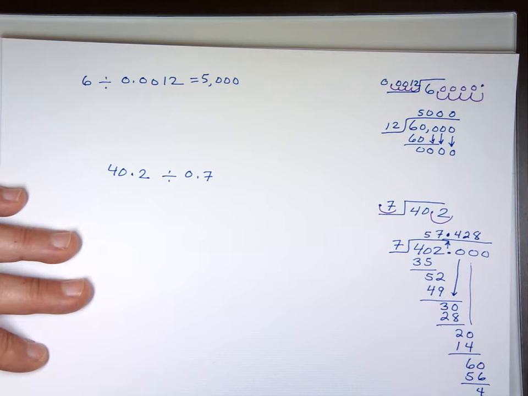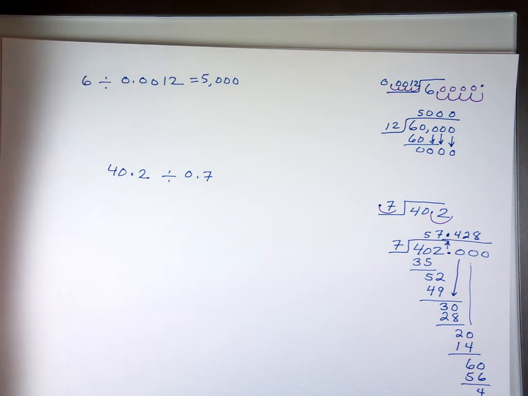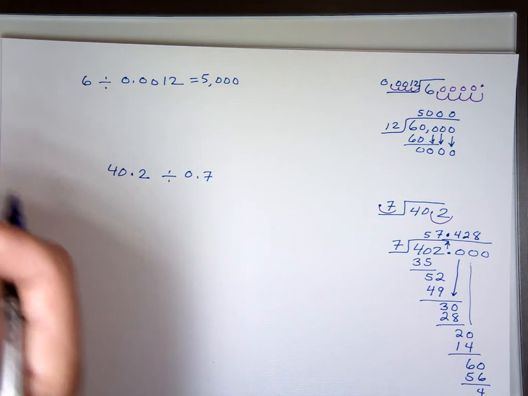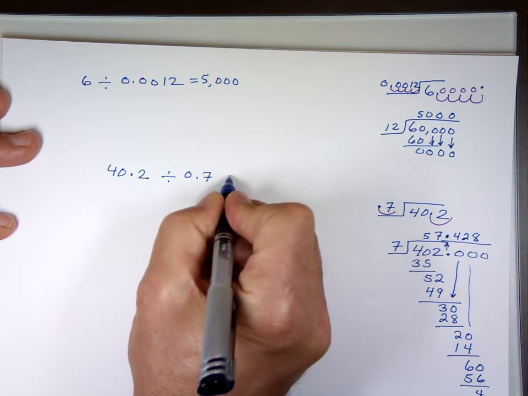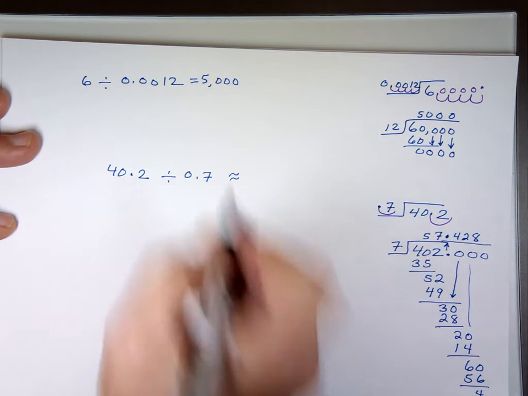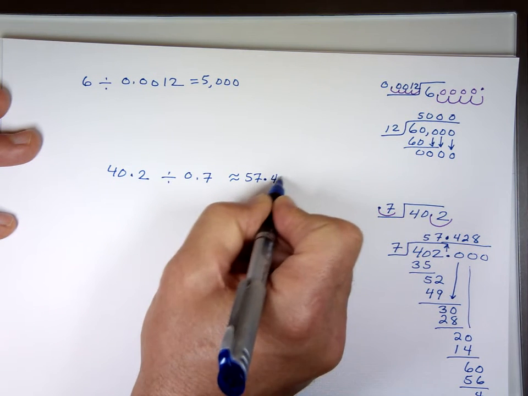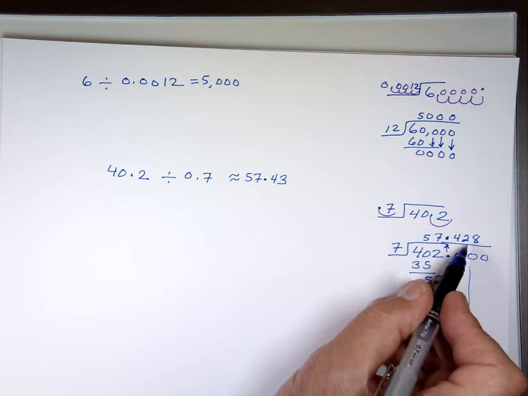You will notice that this number doesn't terminate, doesn't end. It keeps going on and on and on. So you can say approximately. They probably tell you for this, round your answer to the nearest tenth or nearest hundredth. If they say to the nearest hundredth, you can say approximately 57 point what? 43, yes. Not 42, 43.